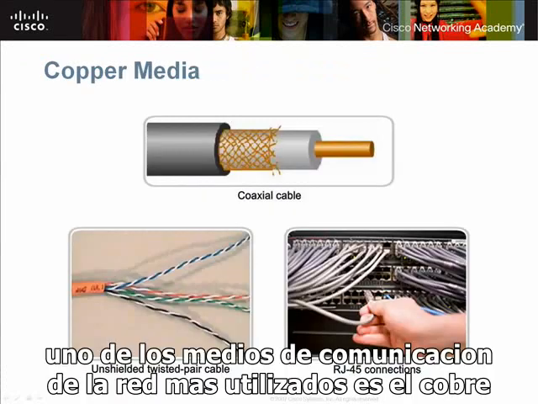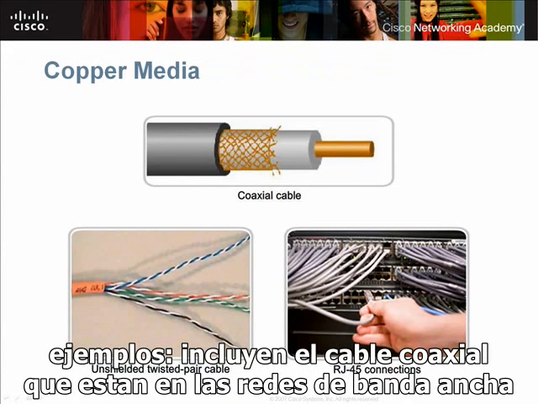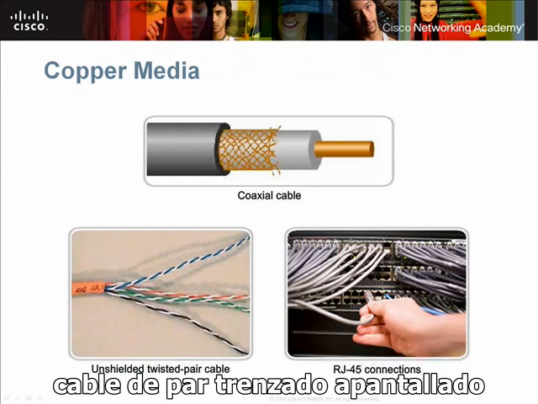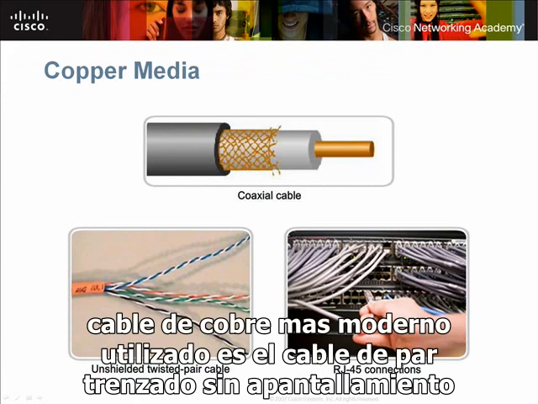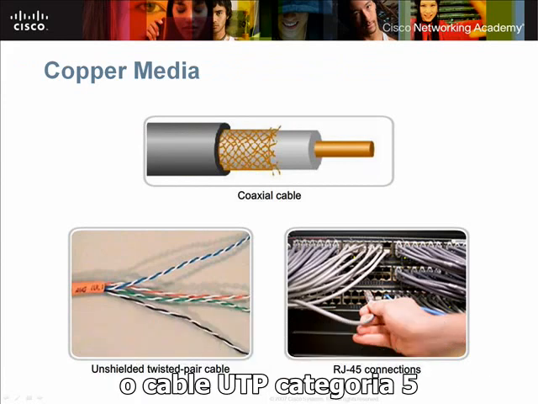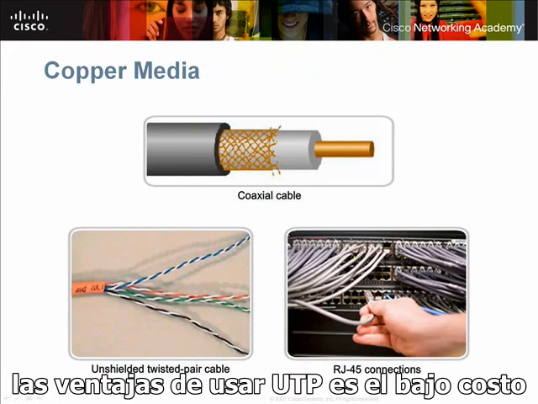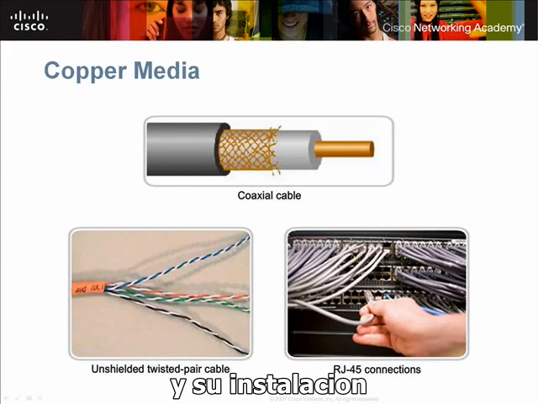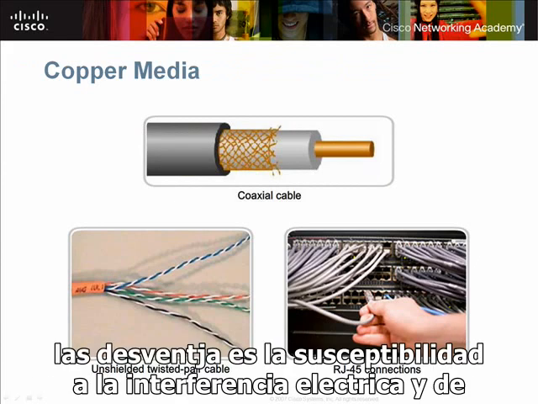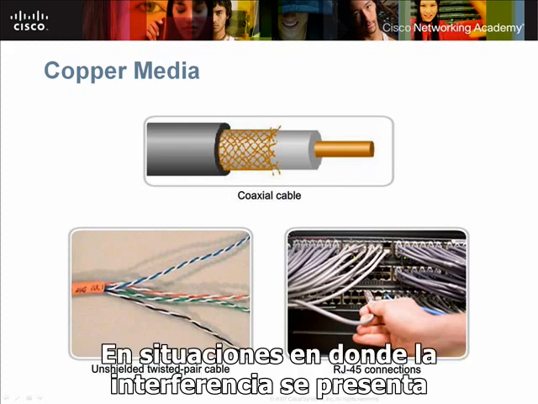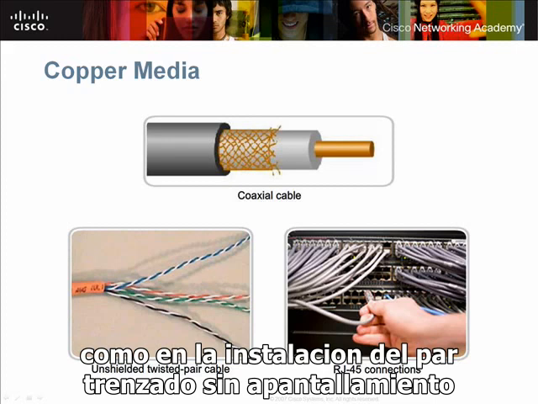One of the most commonly used network media is copper. Examples include coaxial cable, as used in cable-based broadband networks, and unshielded twisted pair. Most modern copper-based LANs use at least Category 5 unshielded twisted pair, or Cat5 UTP. Advantages of using Cat5 UTP are its low cost and ease of installation. A disadvantage is its susceptibility to electrical and radio frequency interference. In situations where interference is present, shielded twisted pair is installed.